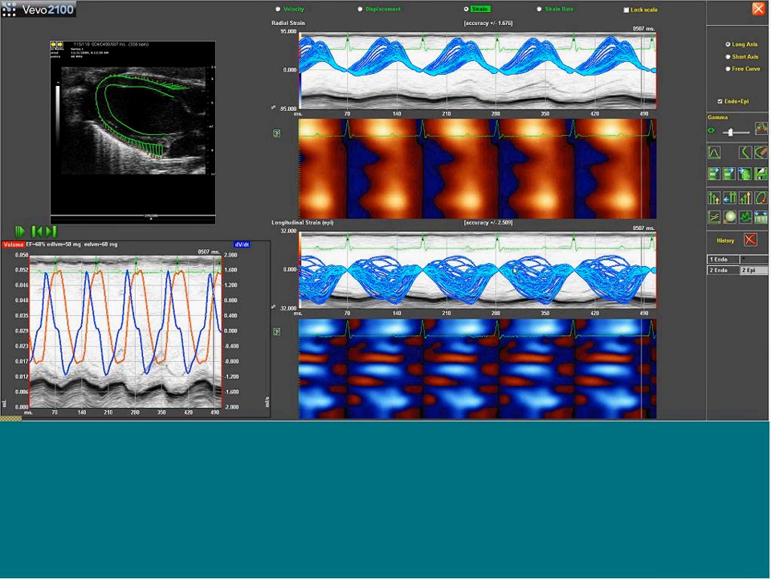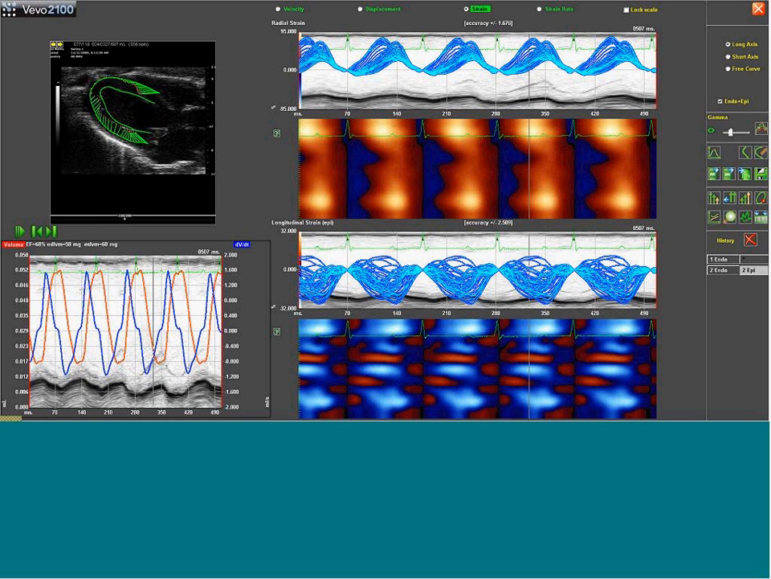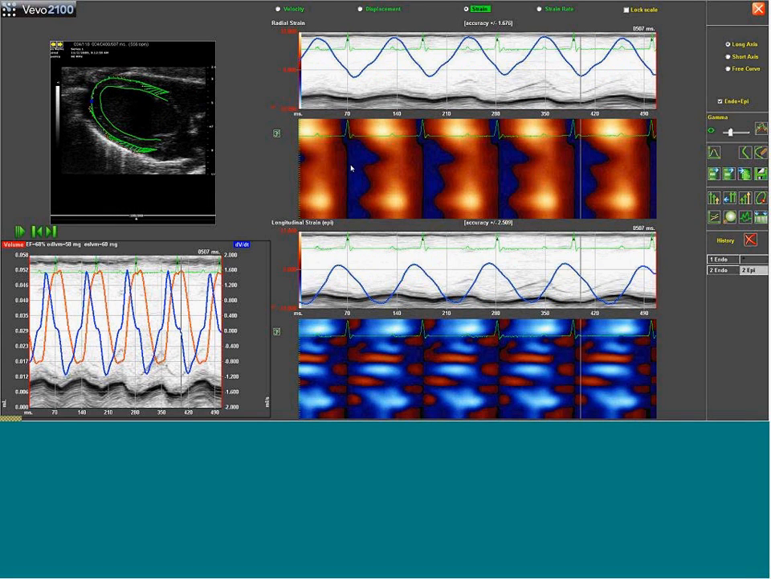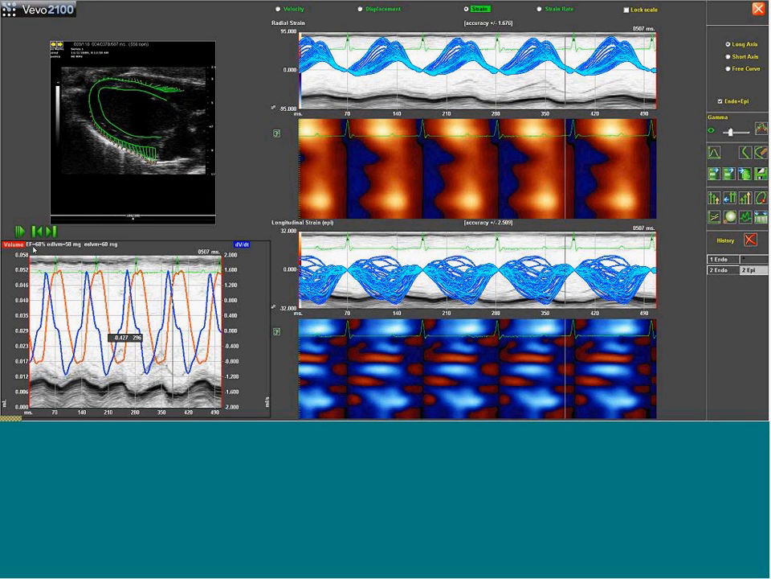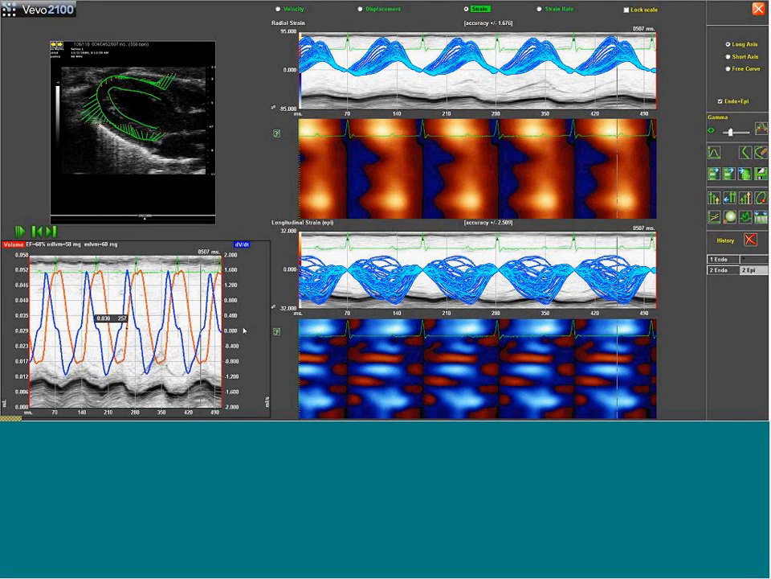We can flip to the epicardium now, so you can see up here on the B mode image, the vector points have flipped out onto the epicardium. We have the same selectors, velocity, displacement, strain rate, mapping the individual points. Down bottom left here, we've got some systolic and diastolic parameters, ejection fraction, and the LV mass, and also the change in volume by the change in time mapped here. So that's a quick overview of the main analysis screen.